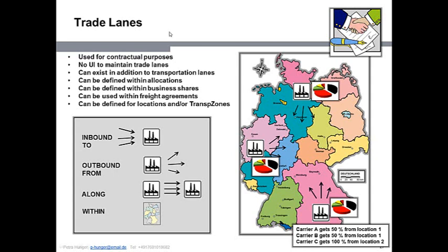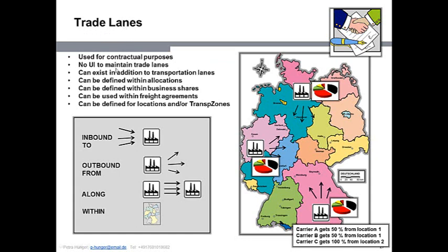Actually, the transportation lanes were used for the optimizer and for the tendering, and they were used for all kinds of purposes, what we described just recently. The trade lanes are really purely used for contractual purposes, and you can still distinguish your Germany into different areas, but you don't have a user interface to maintain trade lanes. So if you look for trade lanes in the master data, you won't find it.